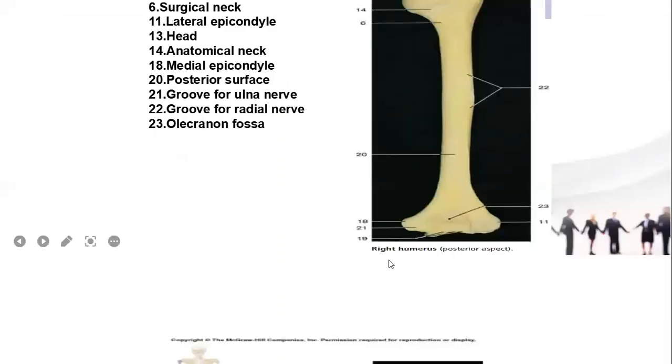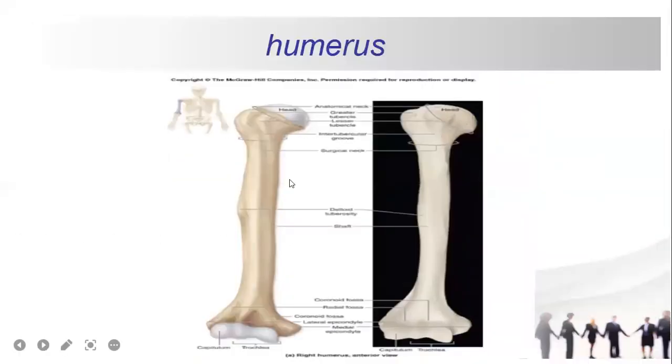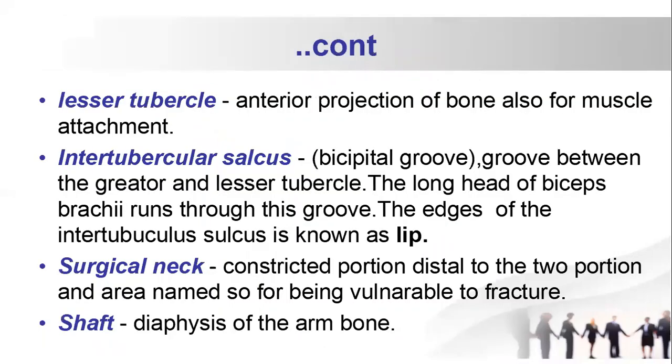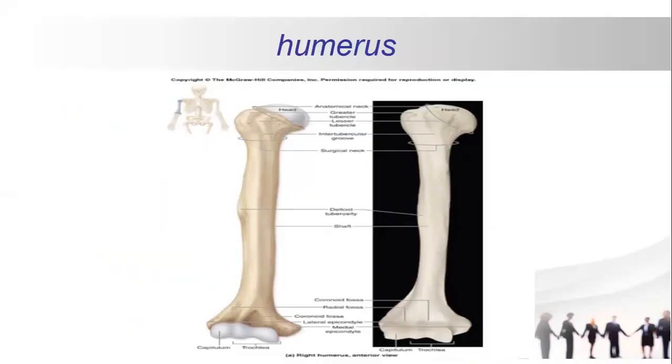So let's proceed to the description. This is just for the same image, just trying to illustrate the surface of humerus. The head, the surgical neck, the anatomical neck, the lesser tubercle, the greater tubercle, the deltoid tuberosity, the shaft, we have the capitulum, and we have the trochlea. So it's just the same image on this.